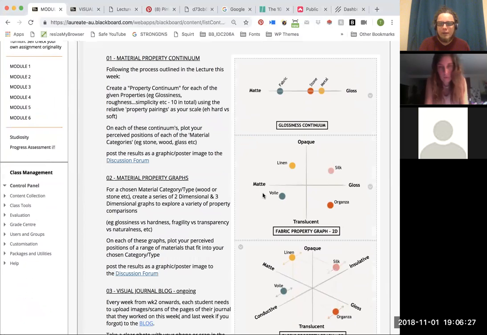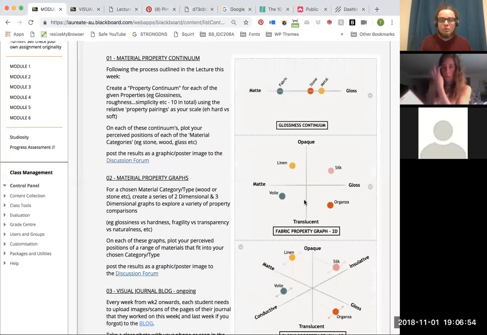So you start comparing the graphs for matte versus gloss against opaque versus translucent. You can see how some materials are more matte. Linen is more of a matte material, but it's also more opaque in comparison to voile or organza, which is generally quite see-through. Those two are opposite each other in terms of matte and gloss. So you can start to plot out the different types of materials.